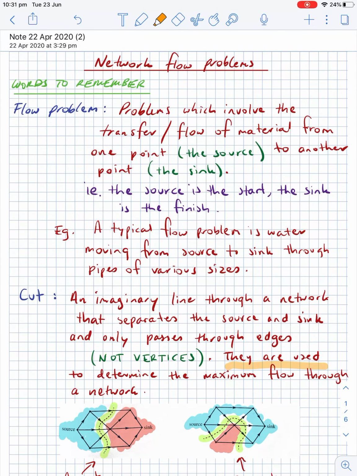Hi guys, for today's lesson we're going to be dealing with network flow problems. So some words to remember here. What exactly is a flow problem?